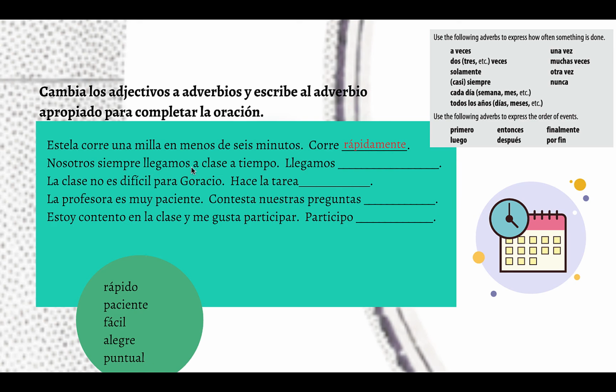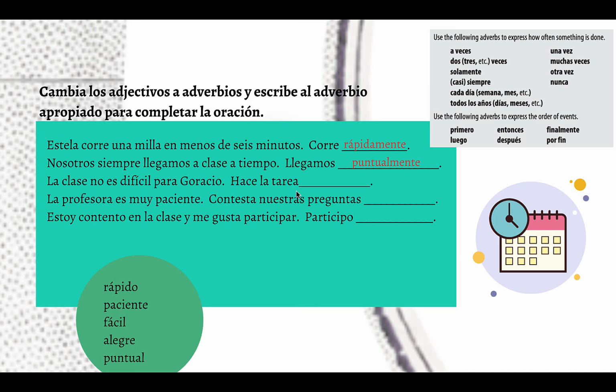Nosotros siempre llegamos a clase a tiempo. What does that say? We always get to class in time. Llegamos pacientemente, fácil, alegre, puntual. Punctual. Puntualmente. La clase no es difícil para Horacio.